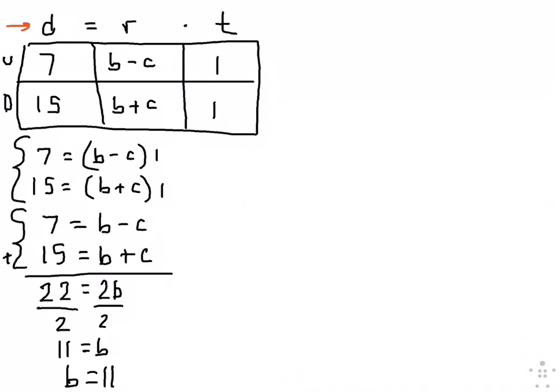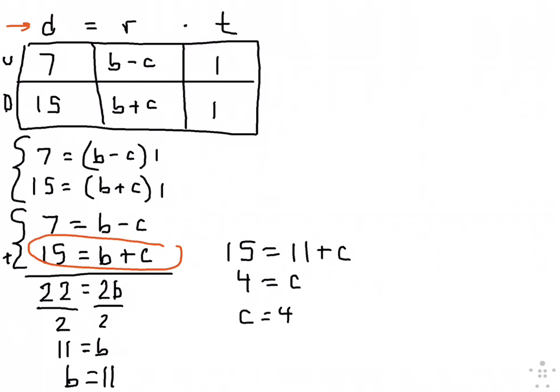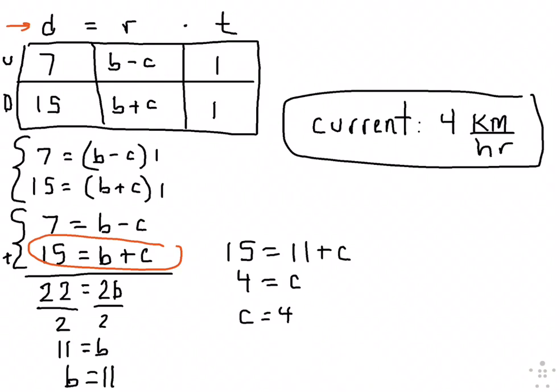But they asked us for the current. So we have to go back to one of these two equations. I don't know, this one looks pretty easy, right? So I'm going to use that one. So I have 15 equals B, which is 11, plus C, right? So 4 equals C. So the current is traveling at 4 kilometers per hour. And if they asked us for the boat speed in still water, it would be this one down here, the 11 kilometers per hour.